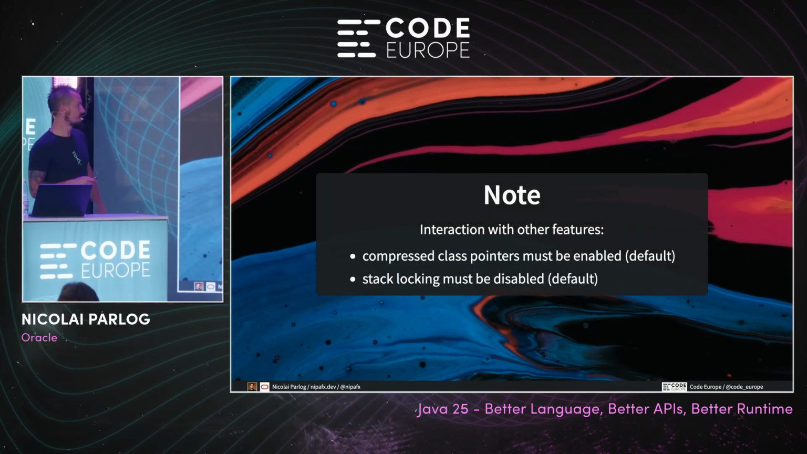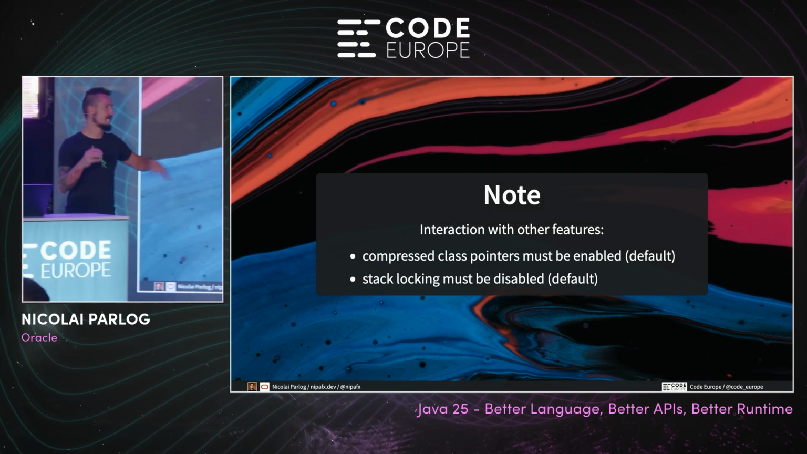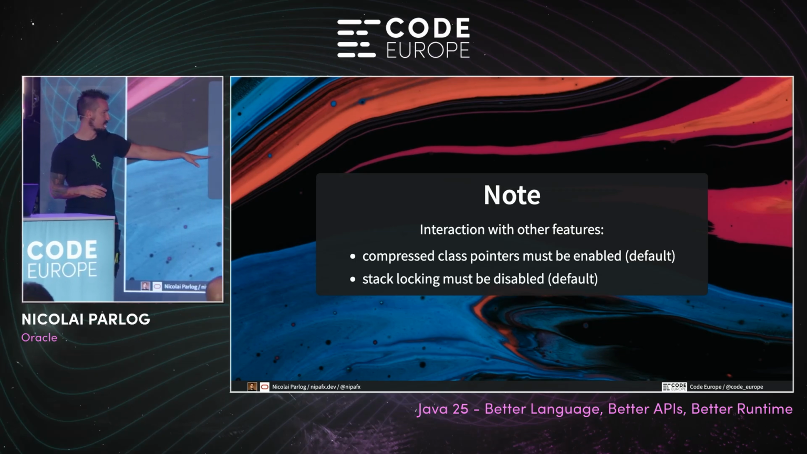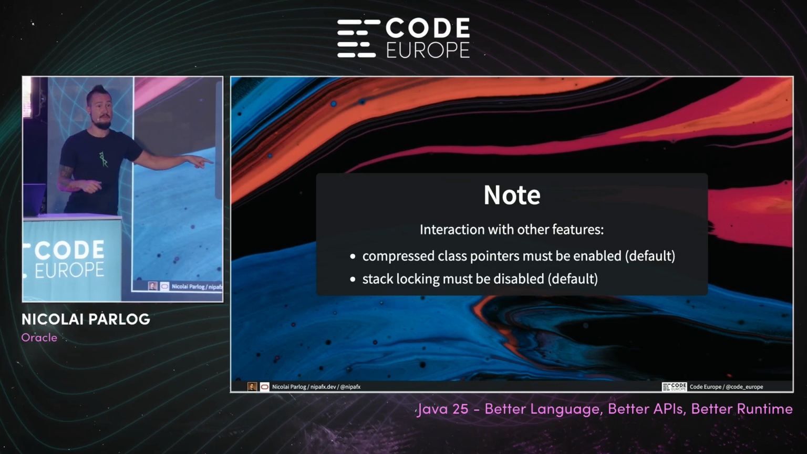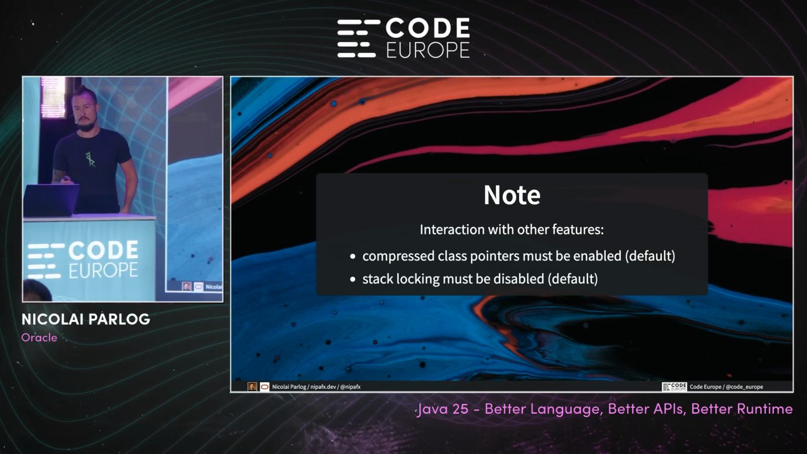If you have custom configuration of compressed class pointers or stack locking, and if you don't know what these are, then that's fine. But if you do know what these are and you have special configurations for them, be aware that only specific values work with compact object headers.